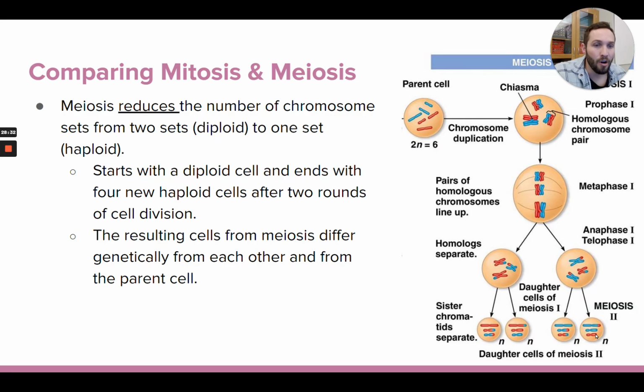But they are all haploid, and they all have 1 complete set of chromosomes. So they have 1 of each type of chromosome. But there's not a second set, okay? So that's the detailed gist of what's going on in meiosis and how that's different than mitosis.